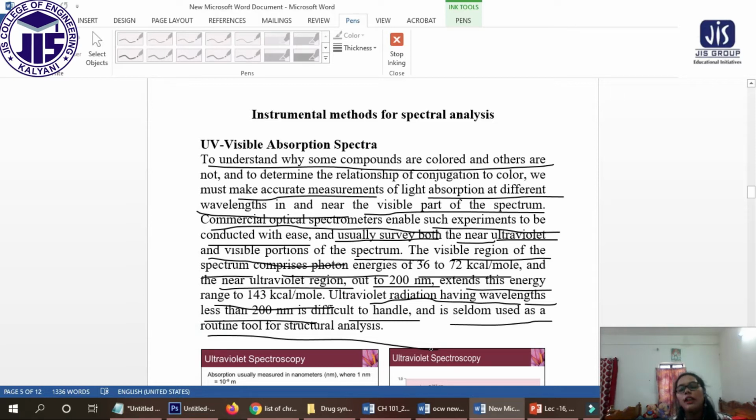So this is all about the spectrometer, by which we can get the spectrum, okay, visible photons of the spectrum.